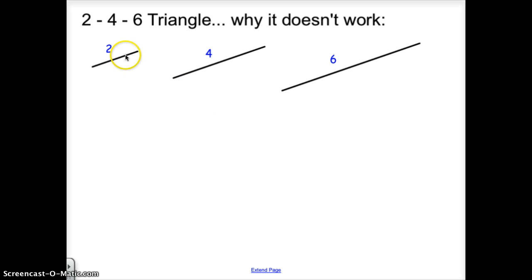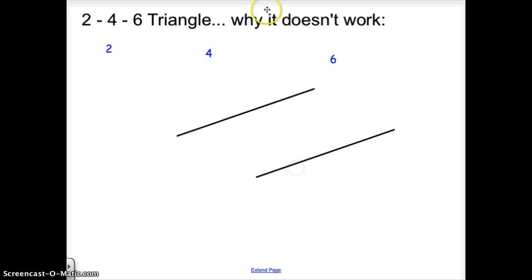Taking side 2 and dragging it to connect with, say, side 4 at the top here, if I were to try to create another angle with that and connect the end segments, both here and here, to the end segments of here and here, for that 6 centimeter or 6 unit segment, I would basically be making one straight line because 2 plus 4 equals 6.